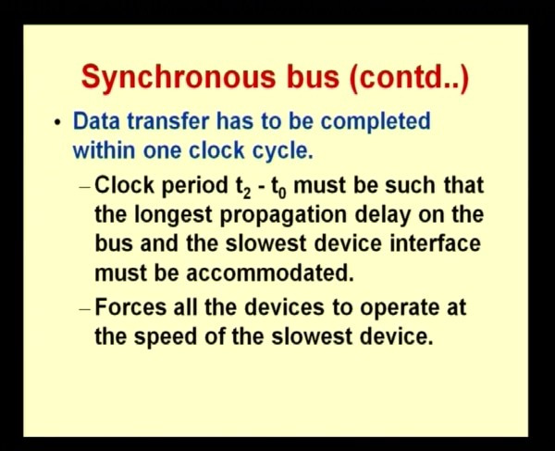So, whichever is your slowest device, that device should be accommodated. And so, automatically all the other fast devices will be accommodated. What happens is when we have one common clock used by all the devices to transfer data, we have to make sure that the clock is able to accommodate the slowest device. So, it forces all the devices to operate at the speed of the slowest device. This is one point that we need to keep in mind.